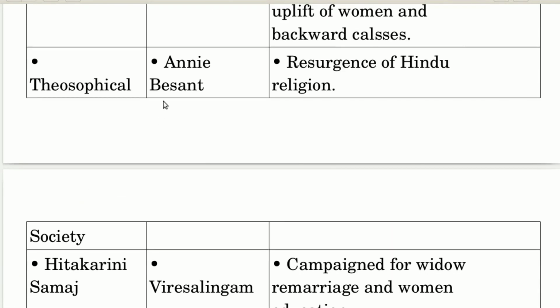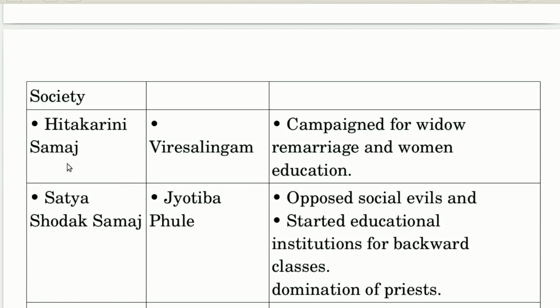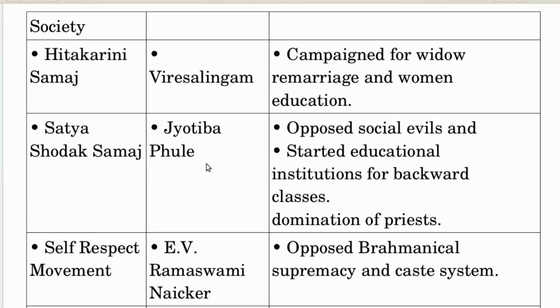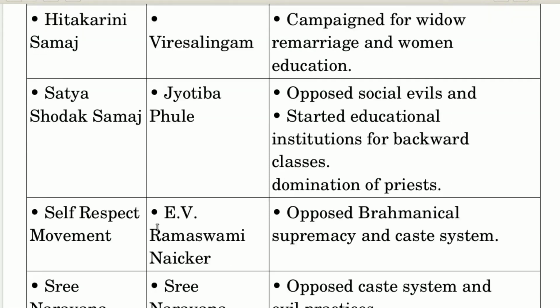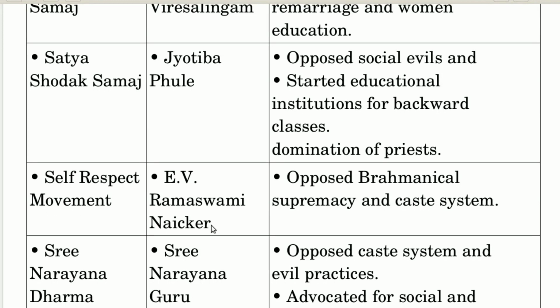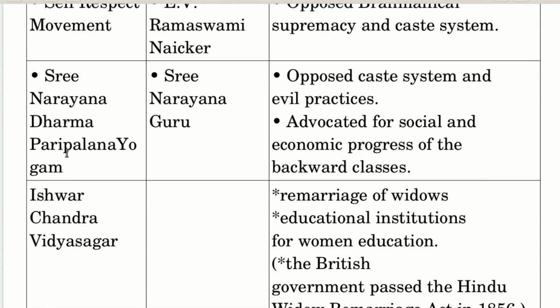Theosophical Society, Annie Besant, the resurgence of Hindu religion. Hitakarani Samaj, Veeresh Lingam, campaigned for widow remarriage and women education. Satya Shodak Samaj, Jyotiba Phule, opposed social evils and started educational institutions for backward classes, opposed the domination of priests. Self-respect movement, E.V. Ramaswamy Naikar, opposed Brahmanical supremacy and caste system. Sri Narayana Dharma Paripalana Yogam, Sri Narayana Guru, opposed the caste system and evil practices, advocated for social and economic progress of the backward classes.